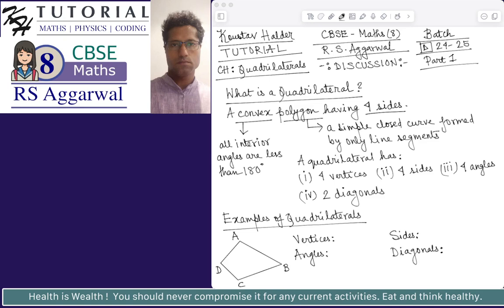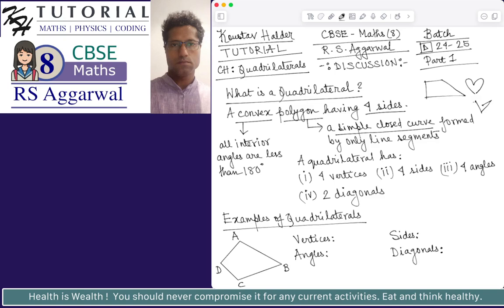Now if you are not familiar with the terms polygon and convex, in short I will say, what is a polygon? A polygon is a simple closed curve, and is formed by line segments, only line segments. There is no curve in a polygon. For example, this is a polygon, but this is not a polygon, and the polygon is a closed curve. That is, for example, this is not a polygon because it is open.